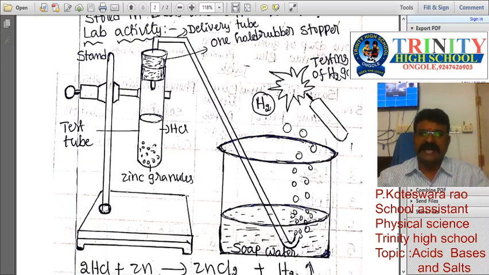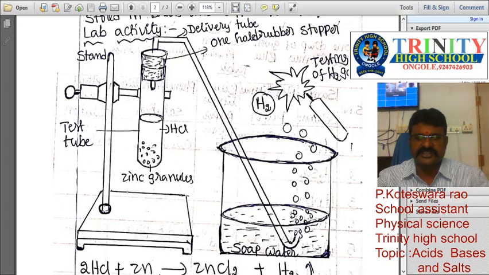The other end of the delivery tube must be dipped into the soap water. This is also one type of precaution. Here we have already taken one beaker, and the beaker contains soap water. The other end of this delivery tube is placed inside the soap water. Then what happened?